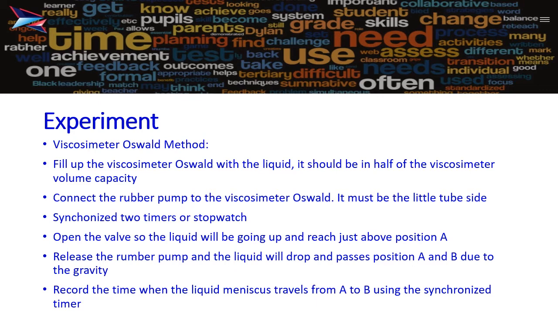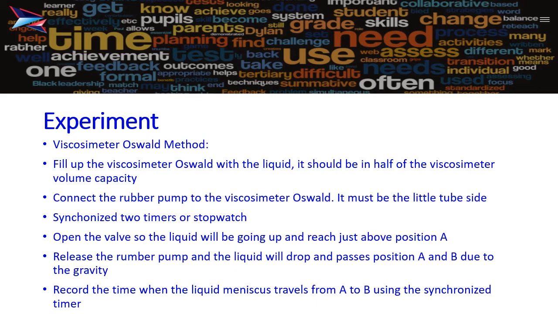All right. Then we need to synchronize two timers or stopwatches. It's quite similar to what you did in the first one, when you were using the Stokes' friction method. So synchronize the two timers or stopwatches and open the valve so the liquid will go up and reach just above position A. So you measure two different positions indicated by A and B, okay?